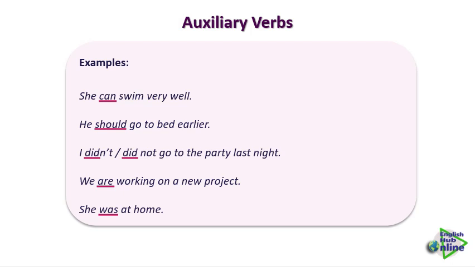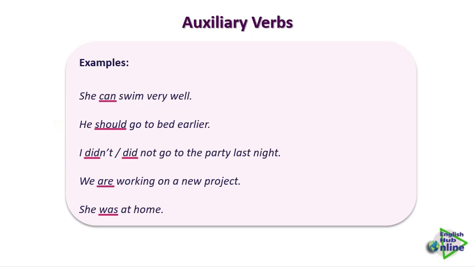As you know, we usually use the auxiliary verb before the main verb in positive sentences. For example, in the first sentence, the auxiliary can is placed before the main verb swim. In the second sentence, the auxiliary should is placed before the main verb go.